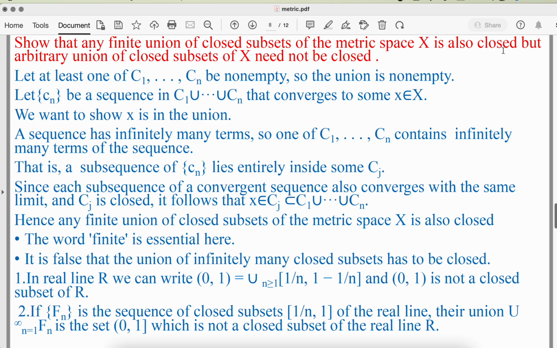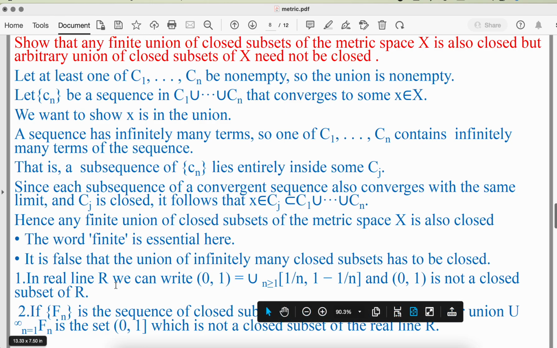Now we have proved the first part of the theorem. Now for the second part, we have to prove that an arbitrary union of closed subsets of X need not be closed. So here we have used the word finite, meaning a finite union of closed subsets of a metric space X is closed. So the word finite is essential here, because if the union is not of finitely many closed subsets, then it may not be closed.